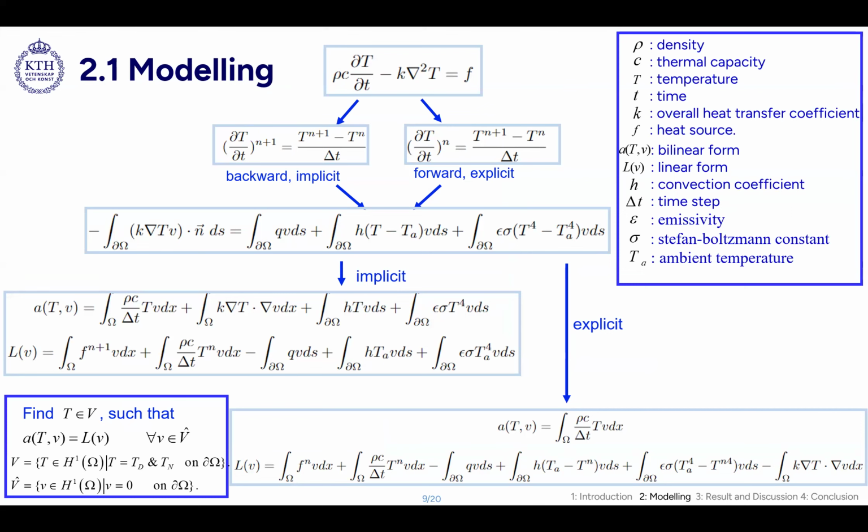There's a backward and a forward method. We want to use both of these methods to compare, but until now we're still in the implicit part. We can see the bilinear form of the implicit method has quite a lot of items, and the explicit method is quite short. It's only one item, and that is our defined finite element equation.